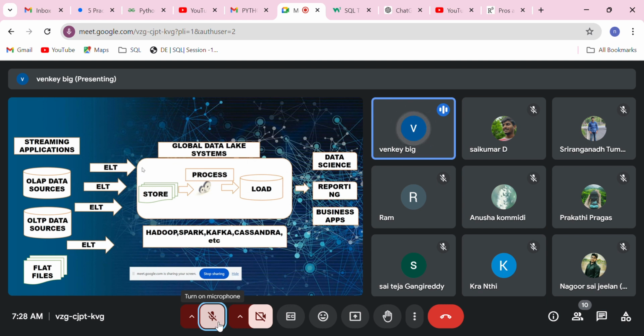Hadoop is the most advanced data engineering framework. Hadoop, Spark, Kafka: this tech stack we call the big data tech stack. These technologies are used to prepare the central global data lake system. In on-premise systems: Hadoop, Kafka, Cassandra, Spark, HBase, Hive. This is the big data tech stack.